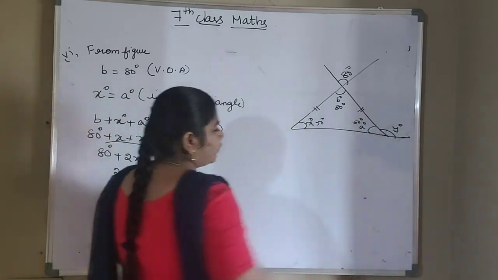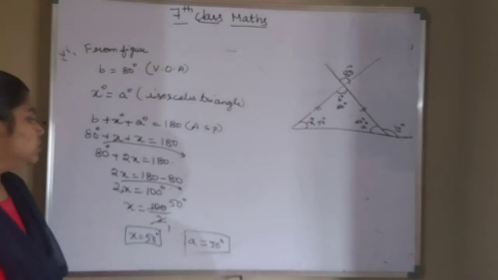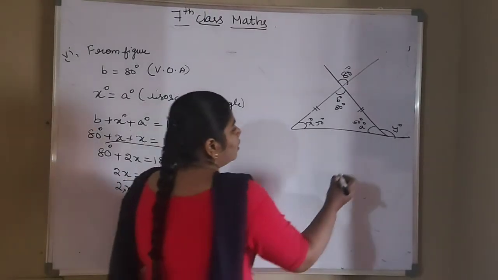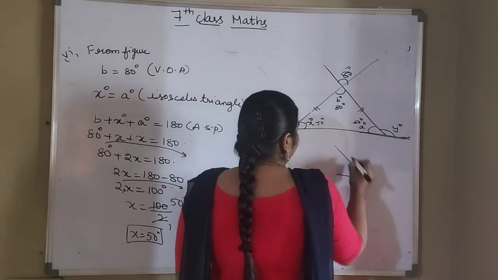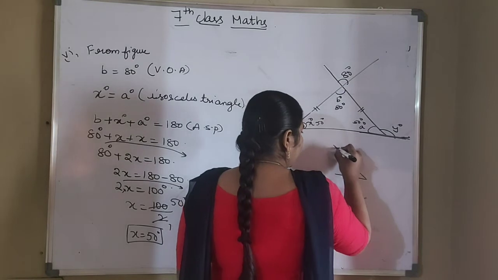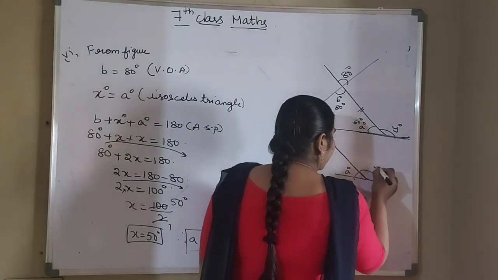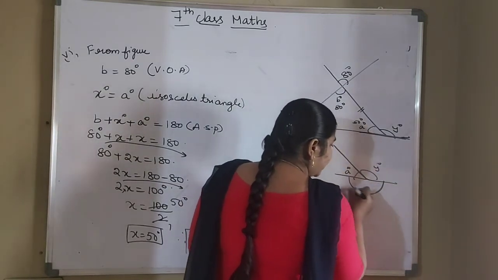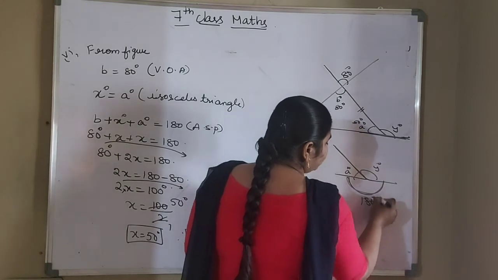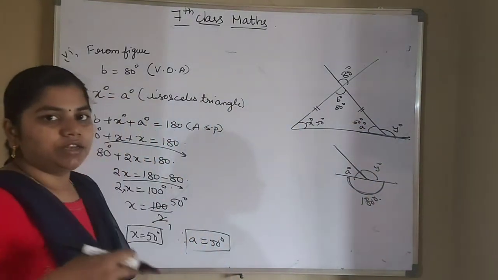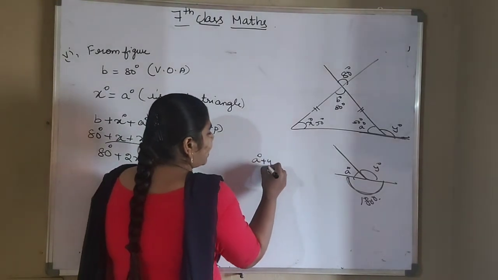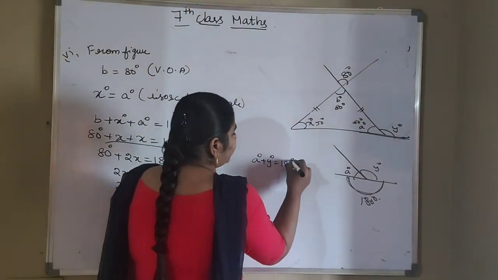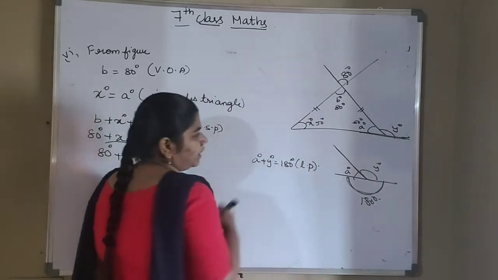Now what we have to find? We have to find the y value. So how to find the y value? By using linear pair you can find. That is angle a and angle y. If you add these two, it forms one straight angle that is equal to 180 degrees. So I can use linear pair there. So we can write a degrees plus y degrees will be equal to 180 because it forms a linear pair.